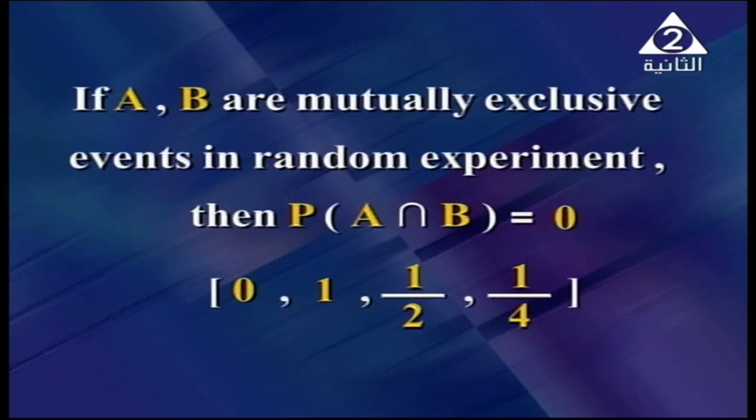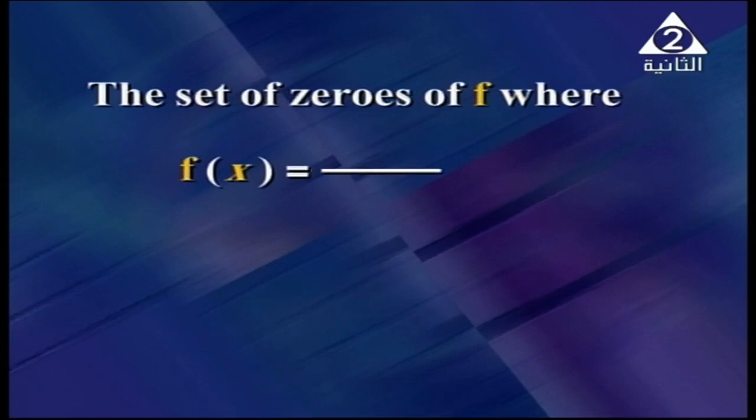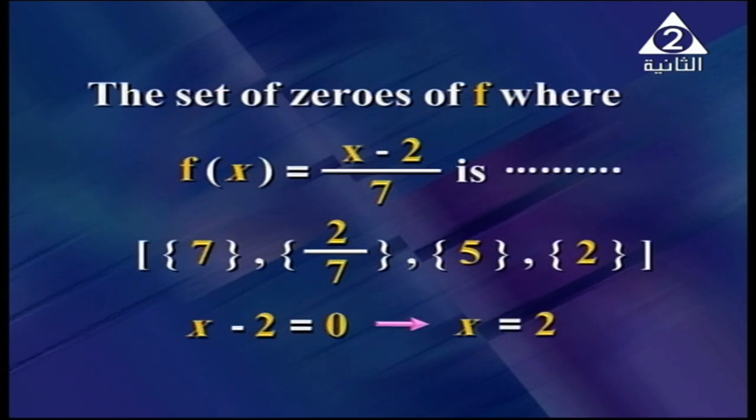Another example, the set of zeros of f where f of x equals x minus 2 over 7 is what? Is it 7, or 2 over 7, or 5, or 2? Of course, to find the set of zeros of any algebraic fractional function, you are going to notice that the set of zeros is from the numerator of the function. So we are going to take x minus 2 equals 0. And in this case, the value of x will be 2. And this means that the set of zeros will be 2.